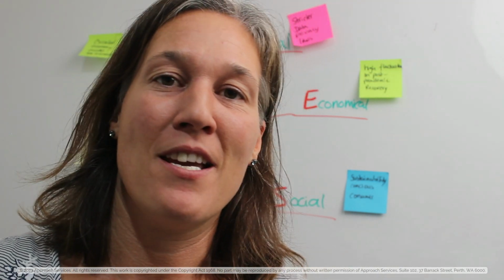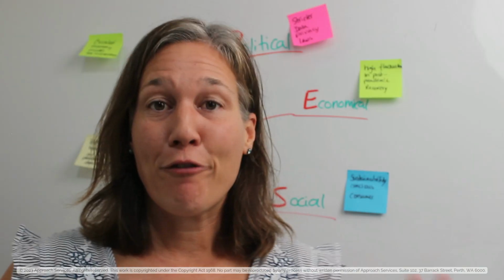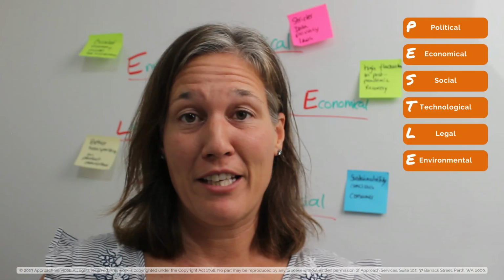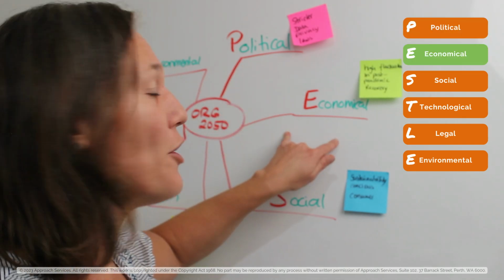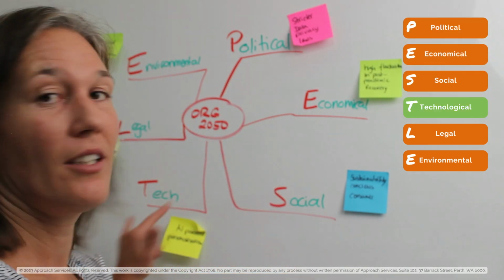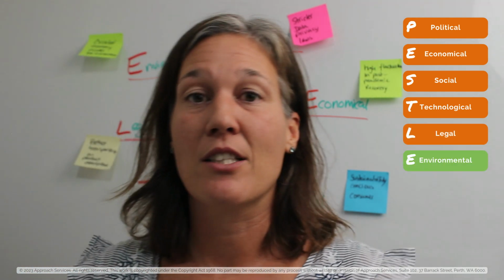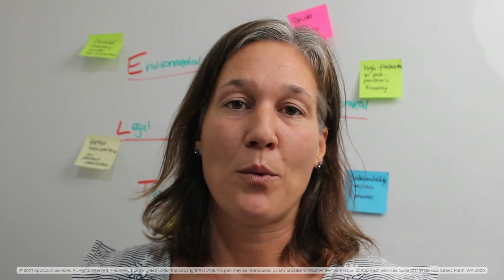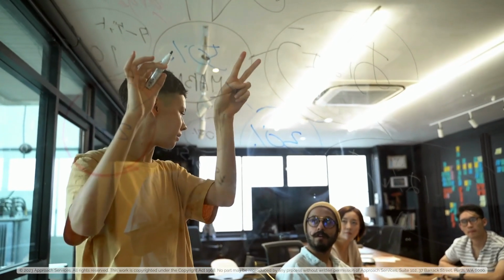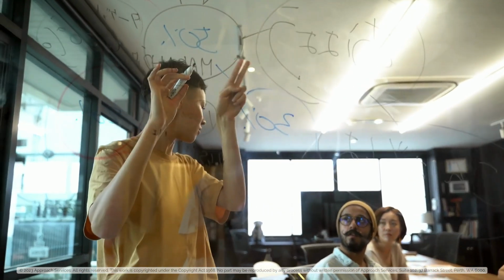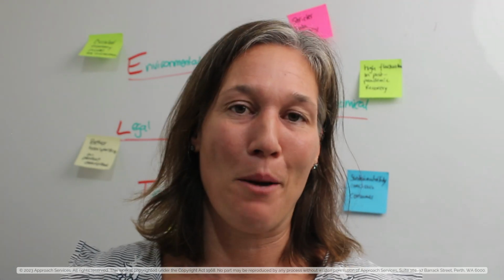Now, if you've never heard about PESTLE, I want to first explain to you what the letters stand for. So PESTLE stands for political, economical, social, technological, legal and environmental trends. We can use that with our team in order to make sure that we have a holistic, strategic view at what is coming up in the next 10, 20 or 30 years for our business.